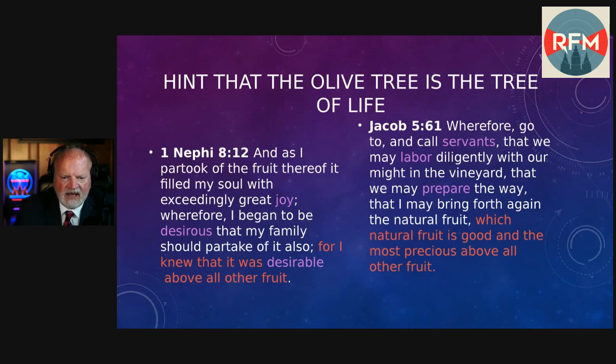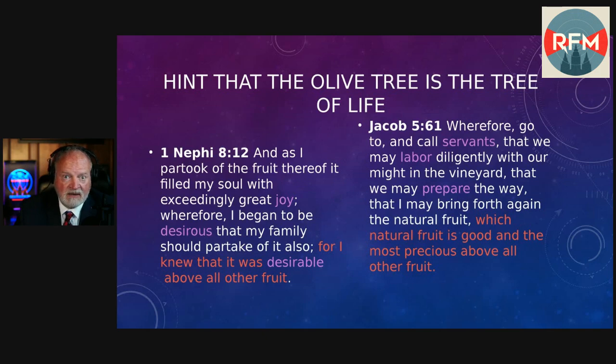I wanted to throw in here an interesting verse from Jacob 5, which suggests that perhaps this olive tree in Jacob 5 really is the tree of life that was witnessed by Lehi in his dream in 1 Nephi 8. You'll remember in 1 Nephi 8, verse 12, Lehi describes the tree as follows, "And as I partook of the fruit thereof, it filled my soul with exceeding great joy. Wherefore I began to be desirous that my family should partake of it also, for I knew that it was desirable above all other fruit." It was desirable above all other fruit.